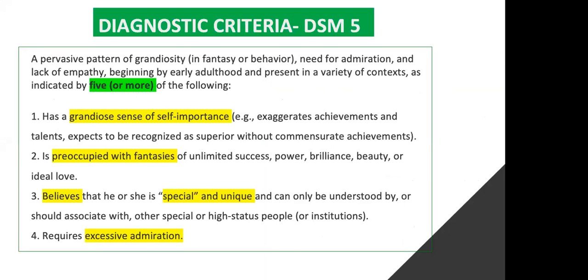Next. So for the diagnostic criteria, it is indicated by 5 or more of the following. First, the patient has a grandiose sense of self-importance, which means they expect to be recognized as superior. Then second, preoccupied with fantasies of unlimited success, power, beauty. Third is belief that he or she is special and unique. And fourth, they require excessive admiration. Next.